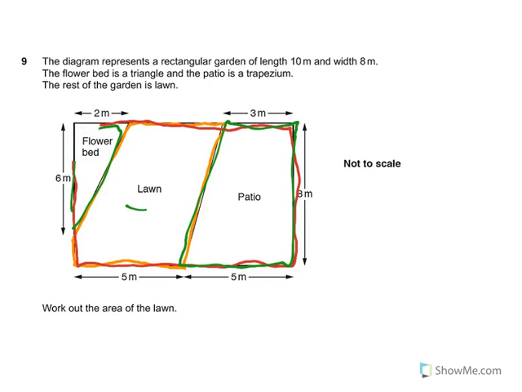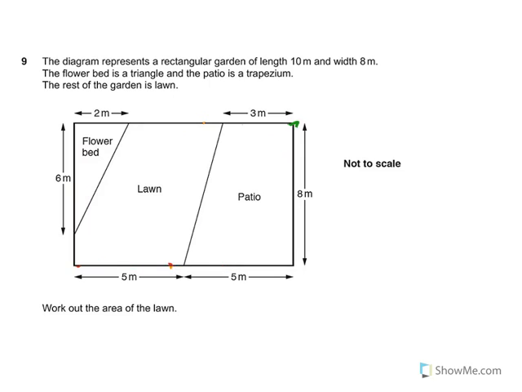So let's do that. So the first thing I said we'd calculate would be the entire rectangle. And if you look at the bottom, it's got 5 and 5, so the whole length of the rectangle is 10 metres. The width this way is 8 metres, and that gives an area of 80 metres squared.